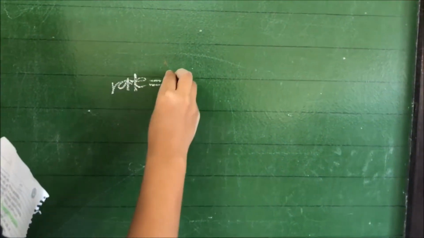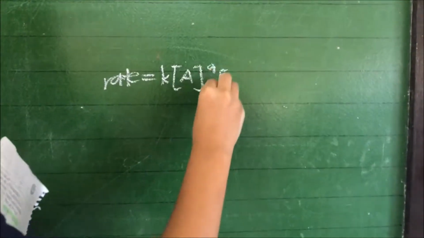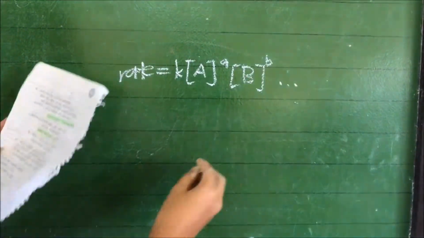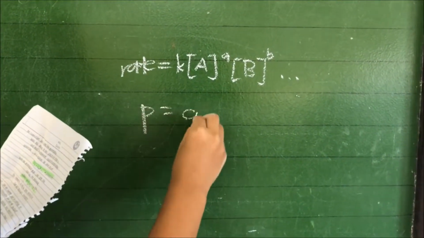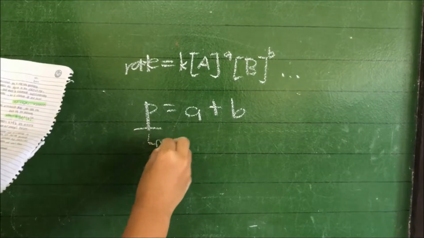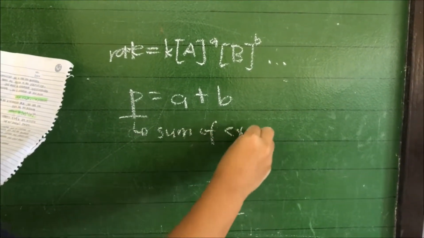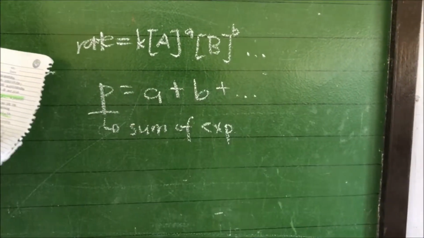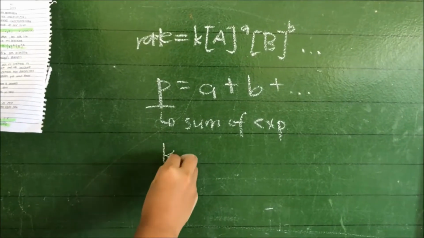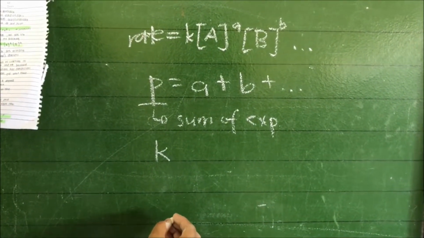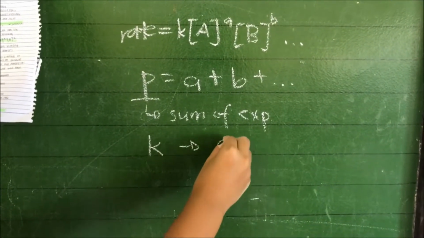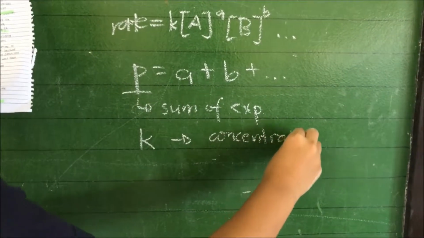Dimensions of the rate constant k depend on the exponent of the concentration terms in the rate law. If p is the sum of the exponents of the concentration terms in the rate law, p is equal to a plus b plus n, then k has dimensions of concentration raised to 1 minus p over time.